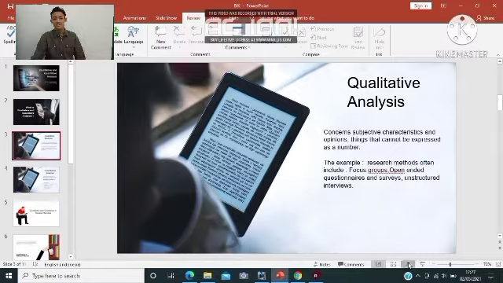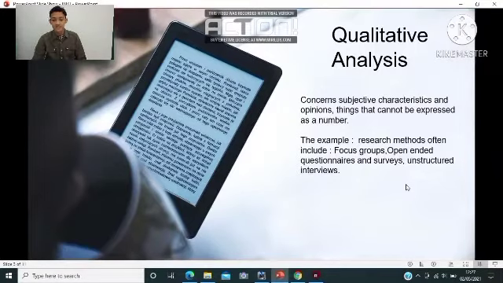Qualitative analysis is concerned with subjective characteristics and opinions, things that cannot be expressed as a number. For example, research methods often include focus groups, open-ended questionnaires and surveys, and unstructured interviews. Qualitative analysis is less tangible, so it is a determination of non-numerical information.